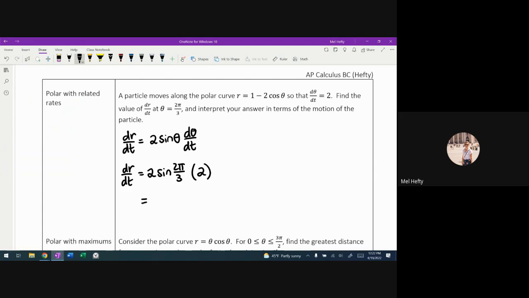Now, one kind of annoying part here is I do need to evaluate sine of 2 pi over 3. I'm going to give you a second to think about that, because it asks me to interpret this answer. I can't just leave it and say this is the rate of change of r. I need to know what it is so I can say, are we increasing or decreasing? So I know it's 4 times something. For your edification, 2 pi over 3 is right here. In about 15 seconds, I'm going to ask you what the sine of 2 pi over 3 is. I'm going to hope I get the same answer from everyone. You may converse.